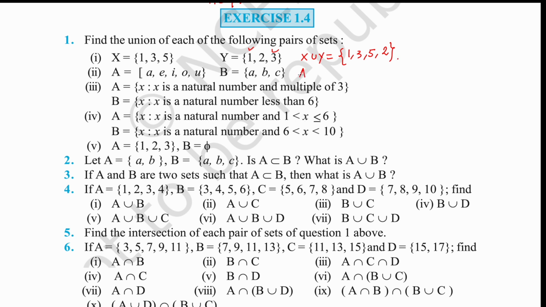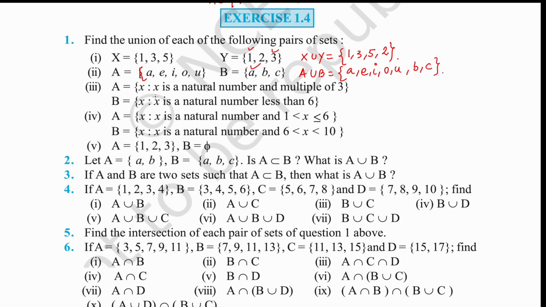Similarly, in this case, A union B, I have to include all the elements of A. This should be curly bracket. So you have A, E, I, O, U. And you have to also include the elements of set B. I have already included A, so I have to include B and C as well. So B and C. So this is your union.